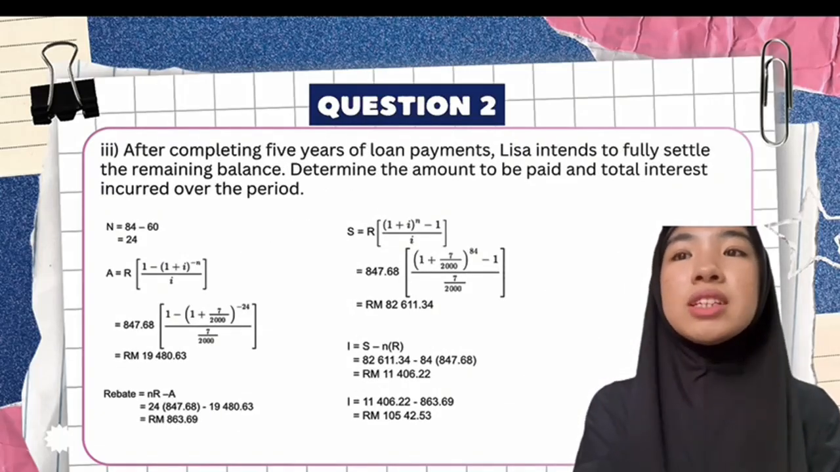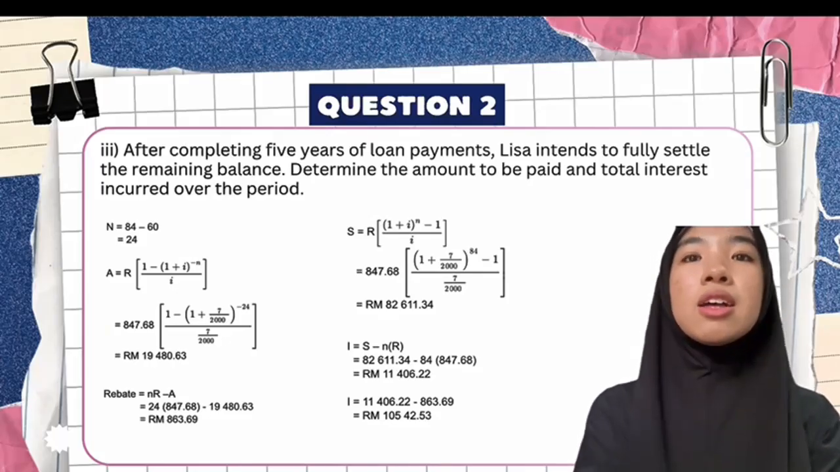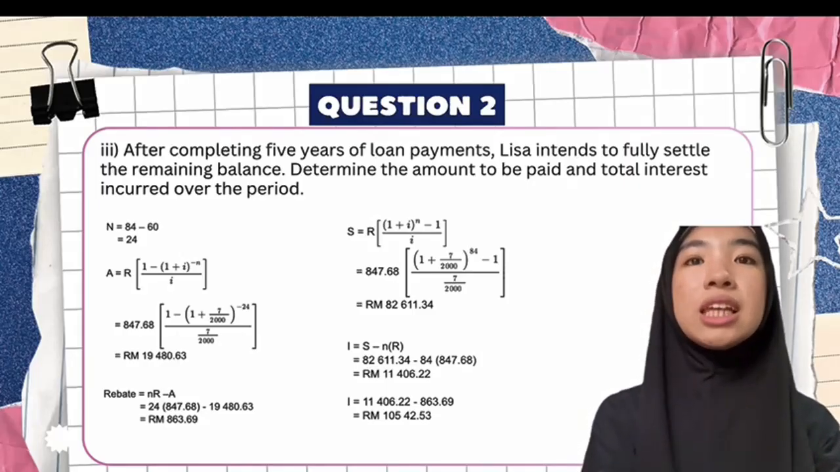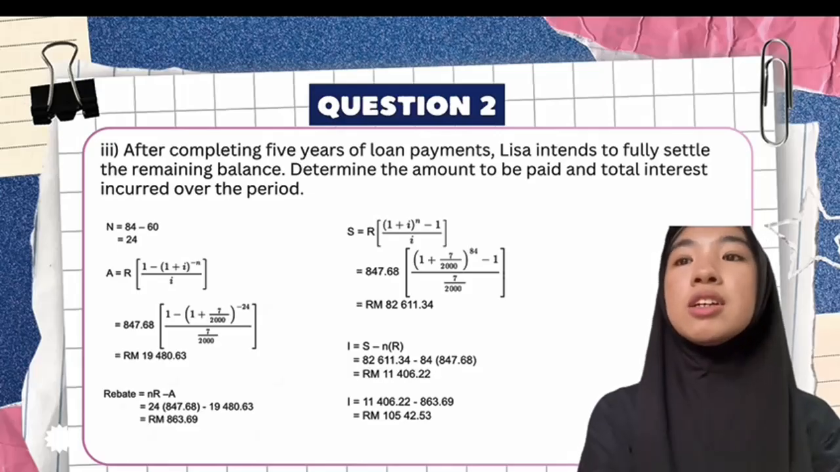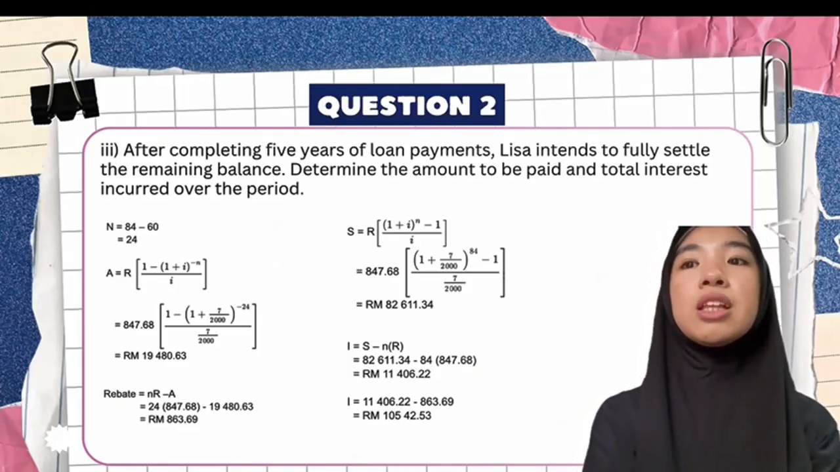After completing 5 years of loan payment, Lisa intends to fully settle the remaining balance. Determine the amount to be paid and total interest incurred over the period. After making loan payments for 5 years, Lisa still has 24 months of installments left because her loan originally had 84 monthly payments and she has already completed 60. So n equals 84 minus 60, and we get 24.